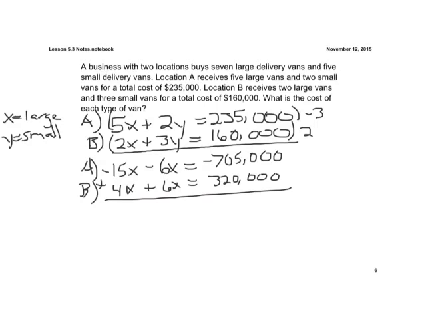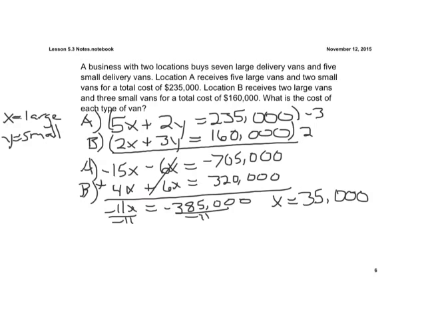Okay, now let's eliminate. Let's add. So we're left with a -11x. Those eliminate each other. Equals, if we do the math there, we get -$385,000. Solve for x, divide by -11 on both sides. So x is going to be equal to $35,000. Okay, that's the cost for one large van.